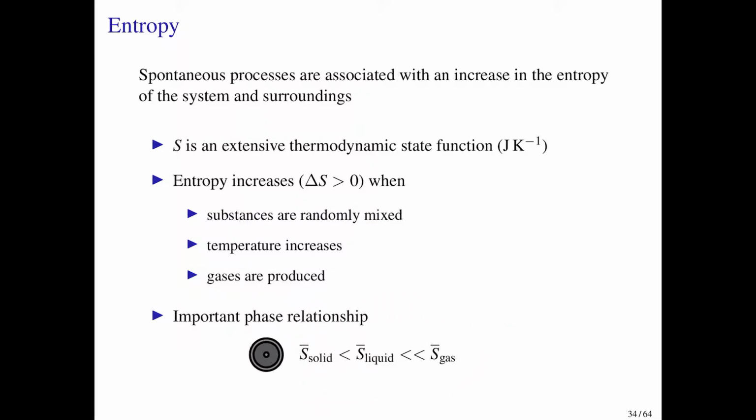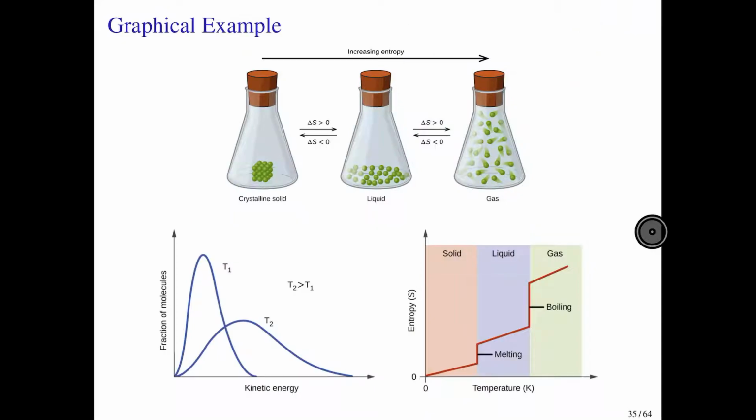And we are going to use this relationship to help us eyeball what the sign of delta S will be for a given chemical reaction. First, I have some graphical representations. This is a graphical representation of the relationship that I just showed you.